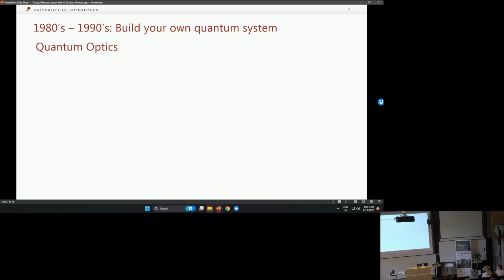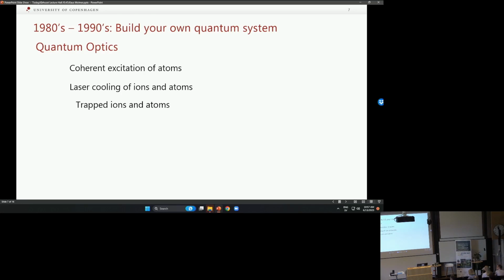And I'm myself from the atomic molecular optical side, so I know how we called the field, quantum optics. And quantum optics was coherent excitation of atoms. We were actually driving superposition states, wave functions the way we want them. We could also laser cool the ions and atoms so they were under super good control. We could trap them individually, so we could do experiments with one single particle for the first time in the early 1980s. It was no longer ensemble averages.